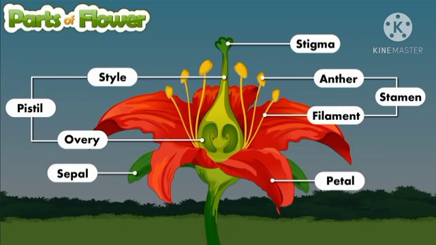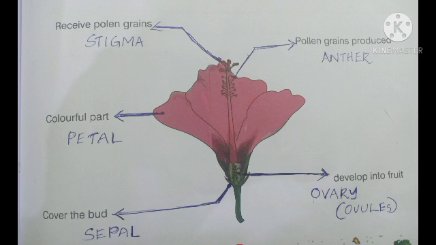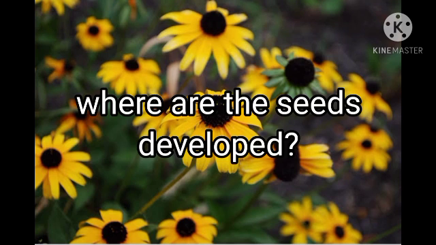These are the main parts of the flower: stigma, anther, petal, sepal, ovary. Pollen grains are received in stigma and the pollen grains are produced in anther, and the colorful part is called petal. Then the sepal covers the bud and in ovary the ovules develop into fruit. Where are the seeds developed?